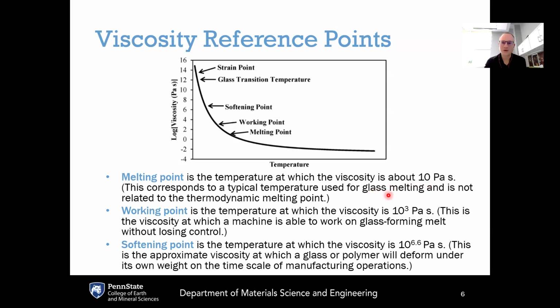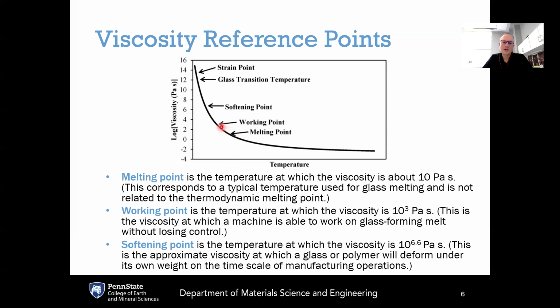The thermodynamic melting point is where the Gibbs free energy of the crystal is equal to the Gibbs free energy of the liquid. This melting point is based purely on the liquid itself, and it just corresponds to a typical viscosity at which glass melting operations are performed. So 10 Pascal seconds. Now, as the glass forming liquid is cooled below the melting point, so as the temperature goes down, the viscosity is increasing by orders of magnitude.